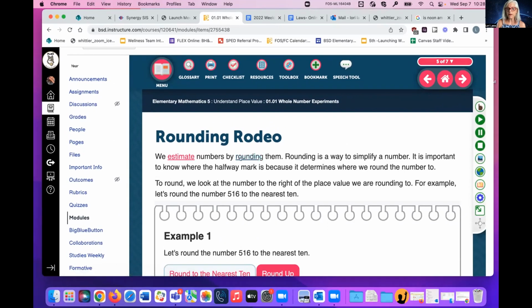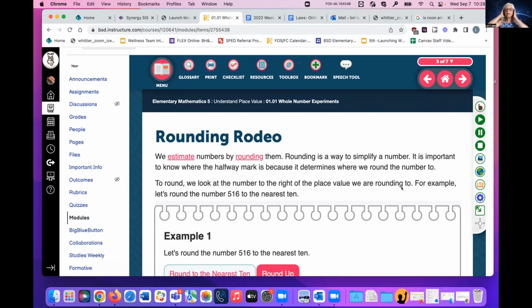We estimate numbers by rounding them. Rounding is a way to simplify a number. It's important to know where the halfway mark is because it determines where we round the numbers to. To round, we look at the number to the right of the place value we're rounding to. I'm going to say that again because it's so important. Rounding is not hard.